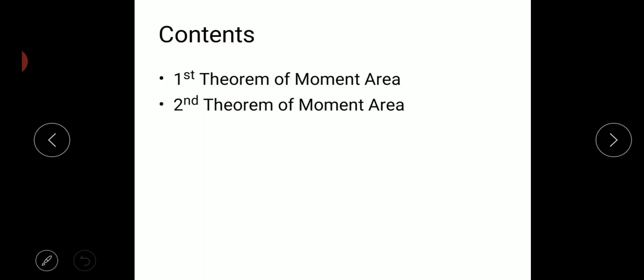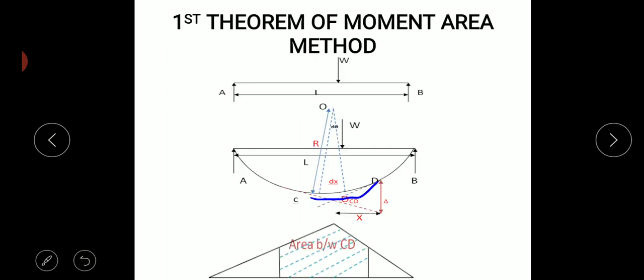Today I'll be discussing the first theorem of moment area. It is also called the slope theorem, which is used to determine the slope of the deformed structure. The second theorem of moment area is used to determine the deflection of the deformed structural element. Coming to the first concept of this lecture series, that is the first theorem of the moment area method.